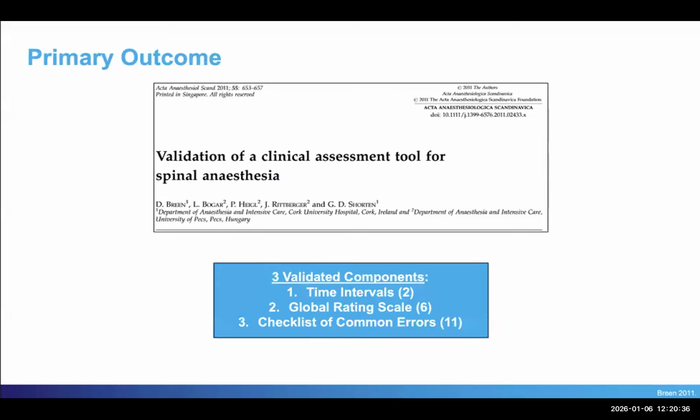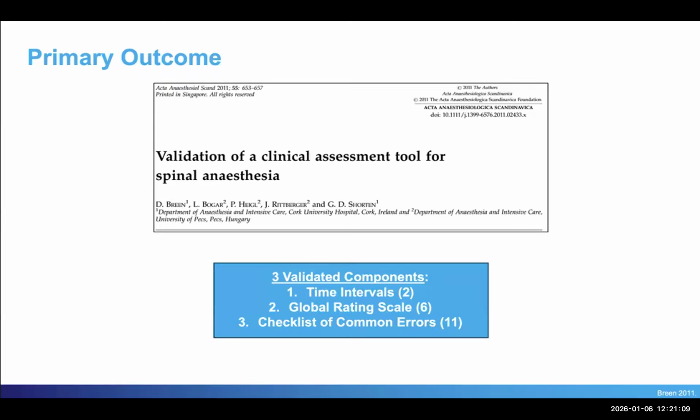Now, our primary outcome was a validated metric for observation of spinal anesthesia performance. We picked spinal anesthesia over focusing on epidural just because it allowed us to pick scheduled C-sections, which were controlled environments, and we weren't withholding any amount of analgesia during labor or anything like that. But also because there was a very nice validated metric for us to actually assess their clinical performance.